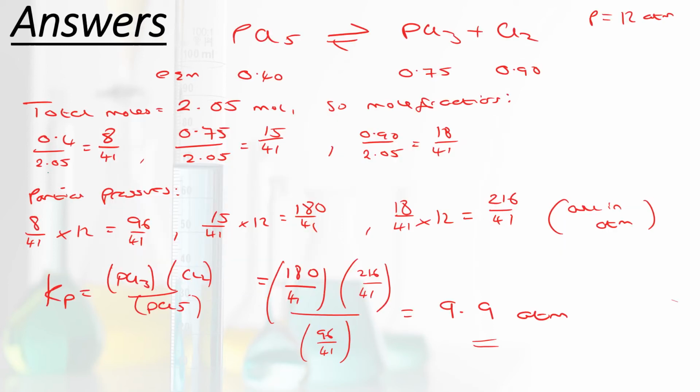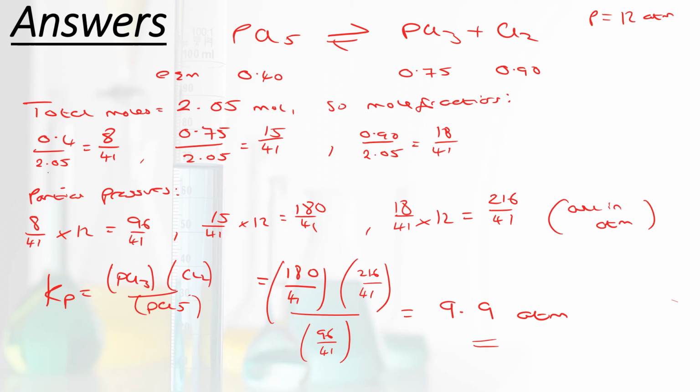So our reaction is phosphorus pentachloride, PCl5, dissociating into phosphorus trichloride, PCl3, and chlorine. Now this is a completely gas phase reaction. And so we have this equilibrium with our reversible arrow, sort of 2 half arrows going in opposite directions. And we were told that our pressure was 12 atmospheres.